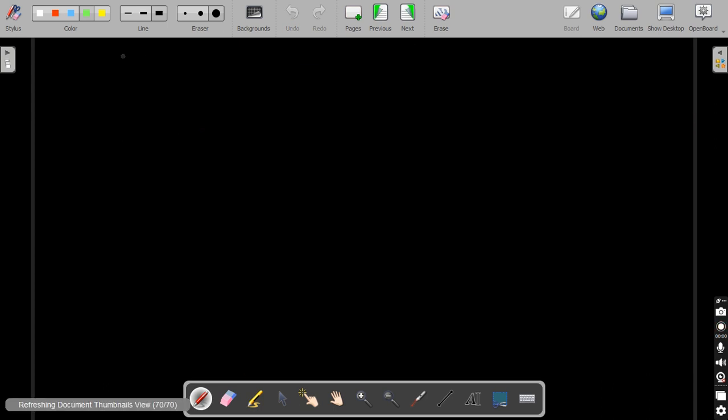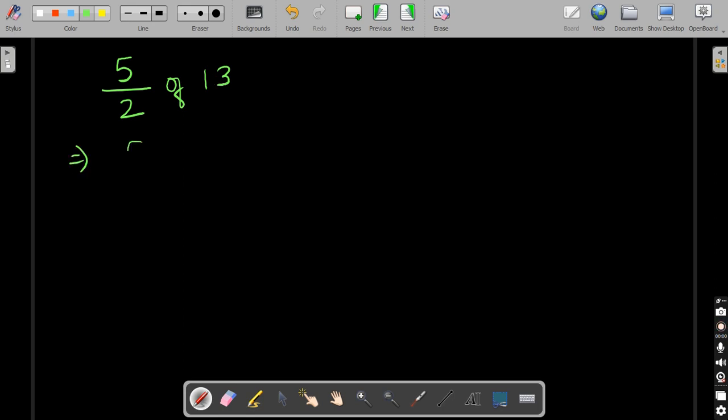After that it will be clear, I think, that you can solve any type of question like that. For example, let us take 5 by 2 of, let me take here 13. Now how will we solve, students? 5 by 2 of means multiply 13 by 1. After that how will we solve? 5 into 13 divided by 2 into 1.